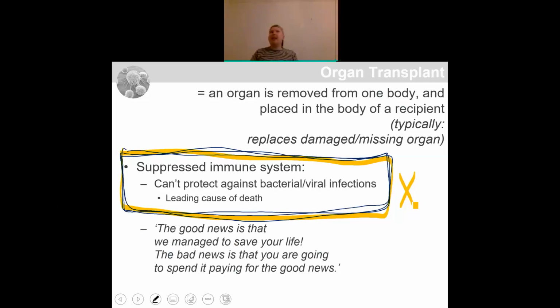The problem is that then your body won't attack any other pathogen either. So individuals who have received an organ transplant are very vulnerable. They can die from just a simple cold; a simple flu can kill them because their immune system is now switched off.